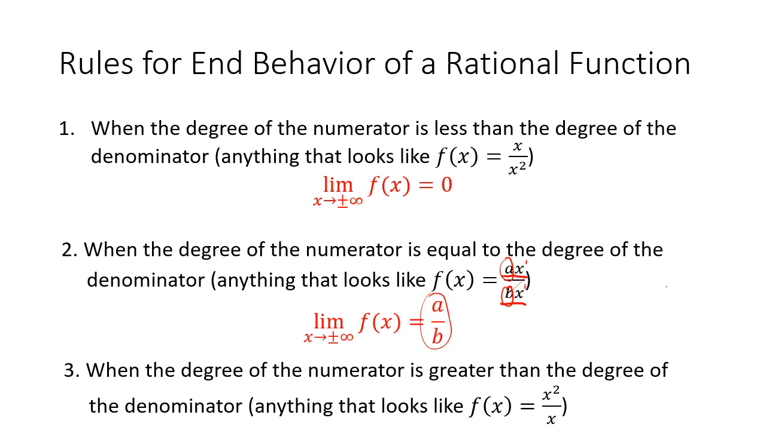Now, obviously, there's a third scenario here, right? And that's when the degree of the numerator is greater than the degree of the denominator. We're going to save that for the next video because it's a little more involved. But I wanted to do one quick example here of how we can use all this information to actually go about graphing a rational function.